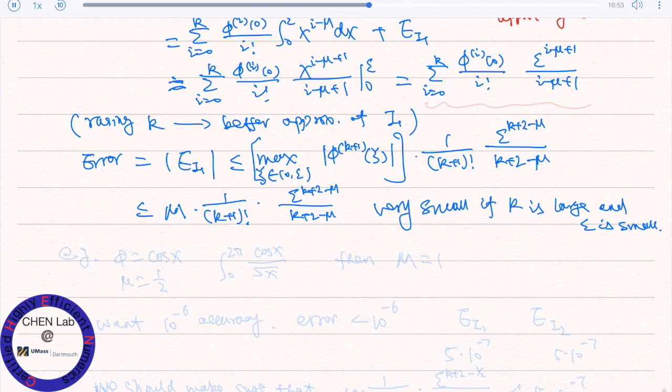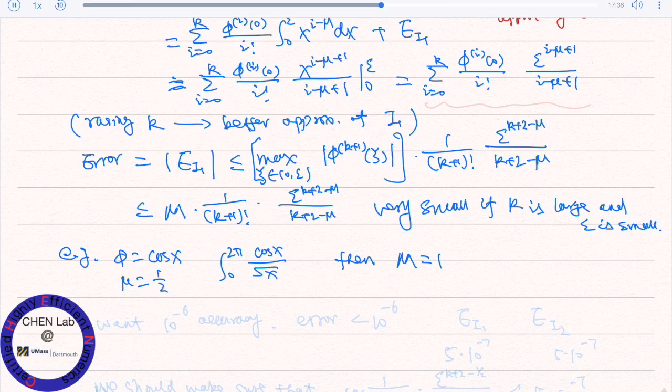For example, if phi is equal to cosine x, say we are integrating from 0 to 2 pi of cosine x divided by square root of x, and here mu is 1/2. In this case, our phi is cosine x, and our M we can take to be 1.